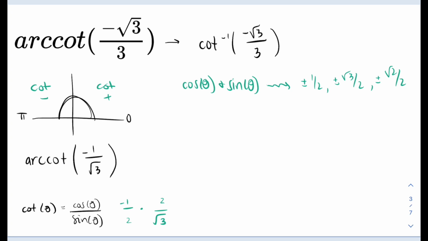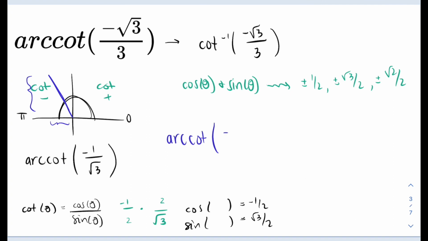So that tells me I am looking for the angle. I'm asking myself the same question. What angle has a cosine of negative 1/2? And that same angle should have a sine of radical 3 over 2. So that means it's going to be shorter on the horizontal. The horizontal distance is going to be shorter, and the vertical distance is going to be longer. And that right there is 2 pi over 3. So that means that the arc cotangent of negative radical 3 over 3 is 2 pi over 3.